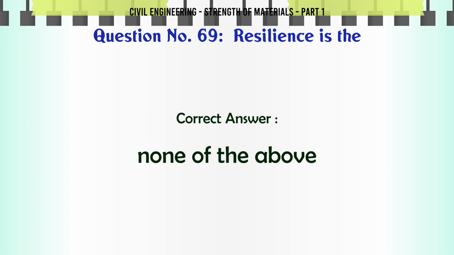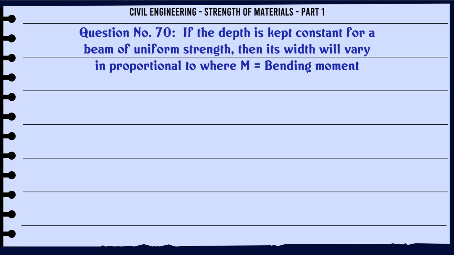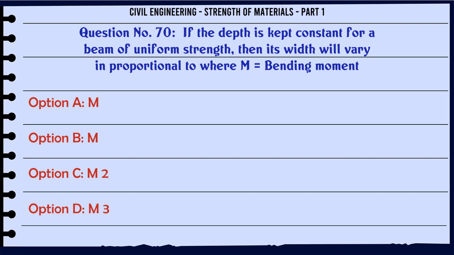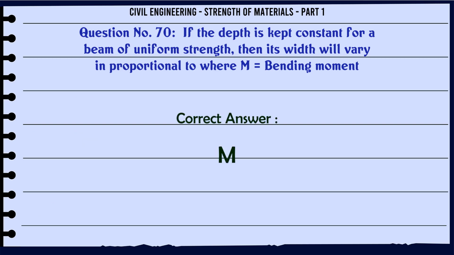If the depth is kept constant for a beam of uniform strength, then its width will vary in proportion to, where M is equal to bending moment: A. M, B. √M, C. M², D. M³. The correct answer is M.